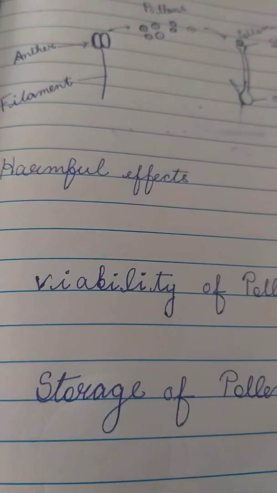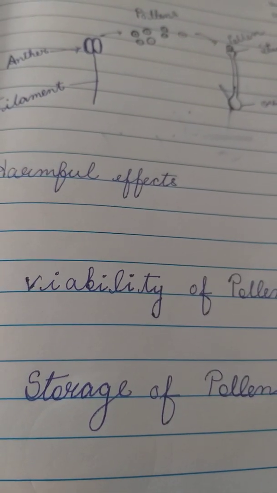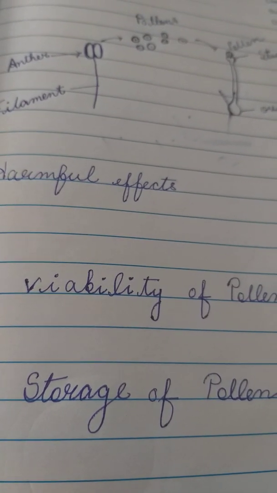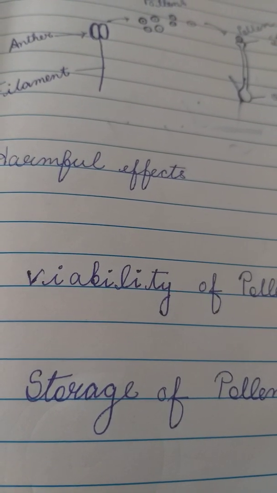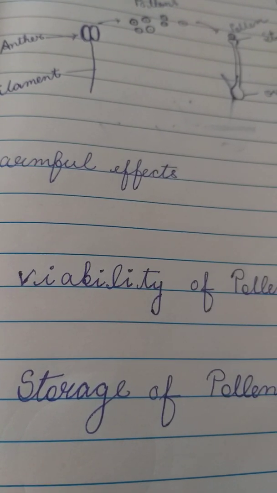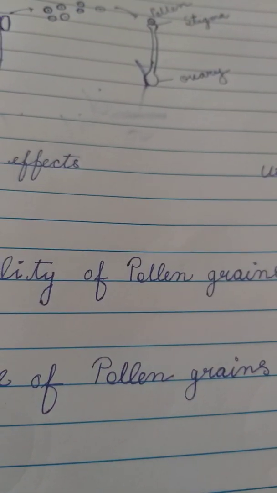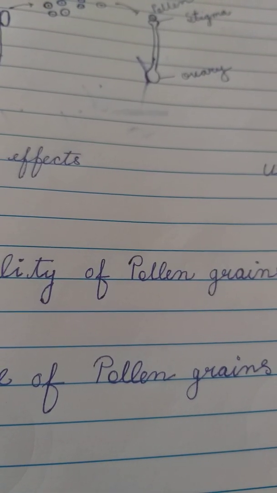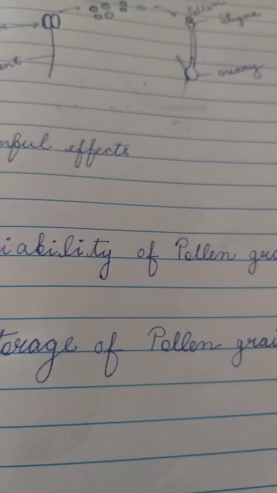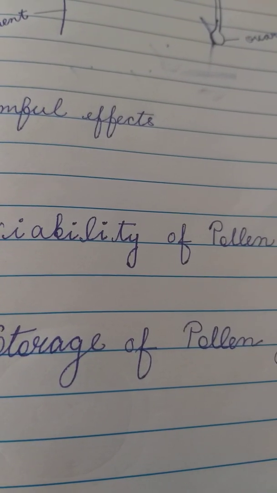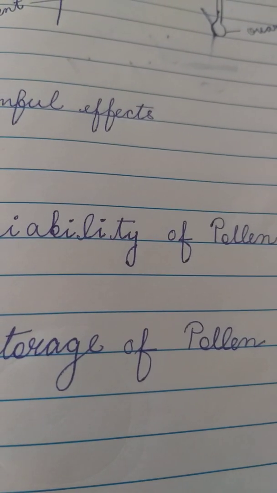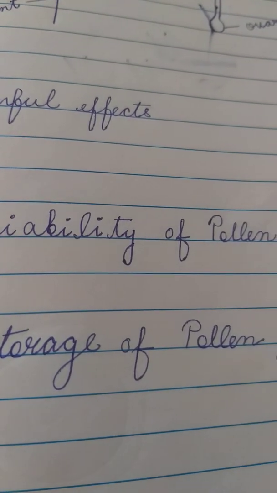Now storage. Pollens can be stored for a long time in liquid nitrogen at minus 196 degrees Celsius. These pollens represent pollen bank, and these pollens which are preserved, which are stored in liquid nitrogen, can be used in future for crop breeding programs.